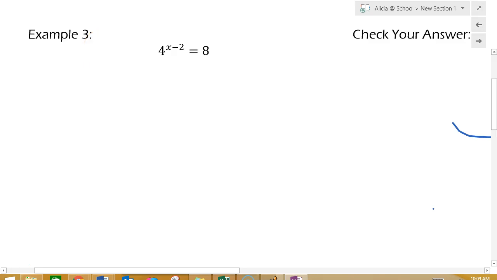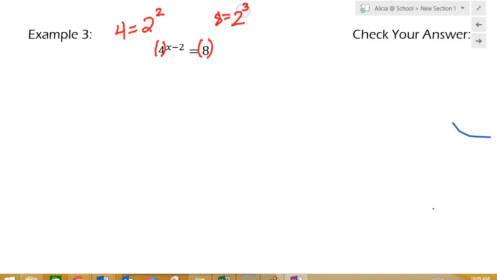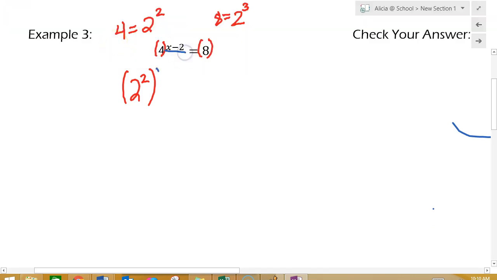So just like before, I think it's always best to write what you're going to be using. Like I said, I'm only rewriting that 4. So 4 can be rewritten as 2 squared, and rewriting this 8 to be 2 cubed. Now, what I wrote in parentheses is the only thing I am changing. I rewrite that 4 to be 2 squared. The rest of the exponent stays exactly the same. I'm not going to change this x minus 2 power.